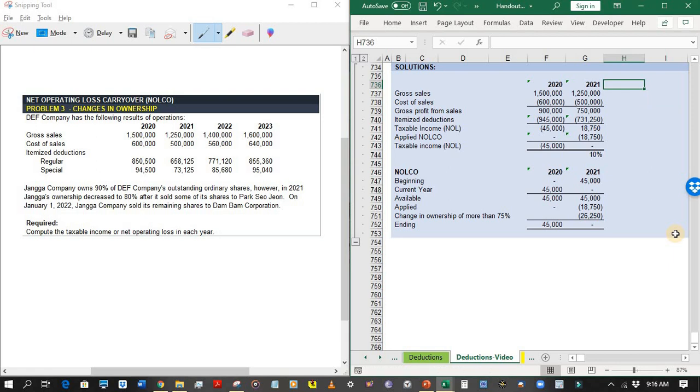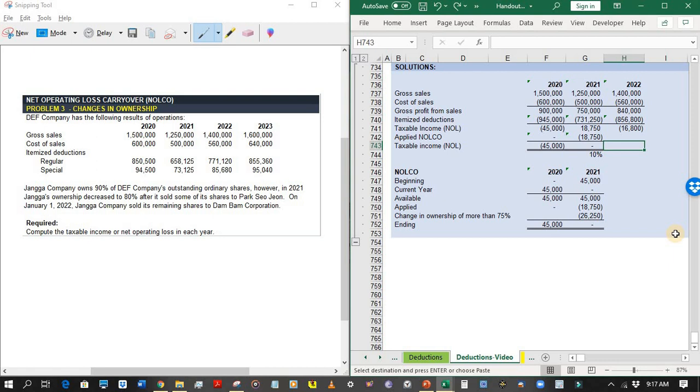So let us now compute the taxable income for 2022. So we have a gross sales of 1.4 million, cost of sales, and our gross profit is 840,000 pesos. So our total itemized deduction is 856,800. So we have a net operating loss in 2022 for 16,800. So this time in 2022, we will have again another amount for NOLCO that can be deducted from gross income until 2025, which is 3 years after 2022.